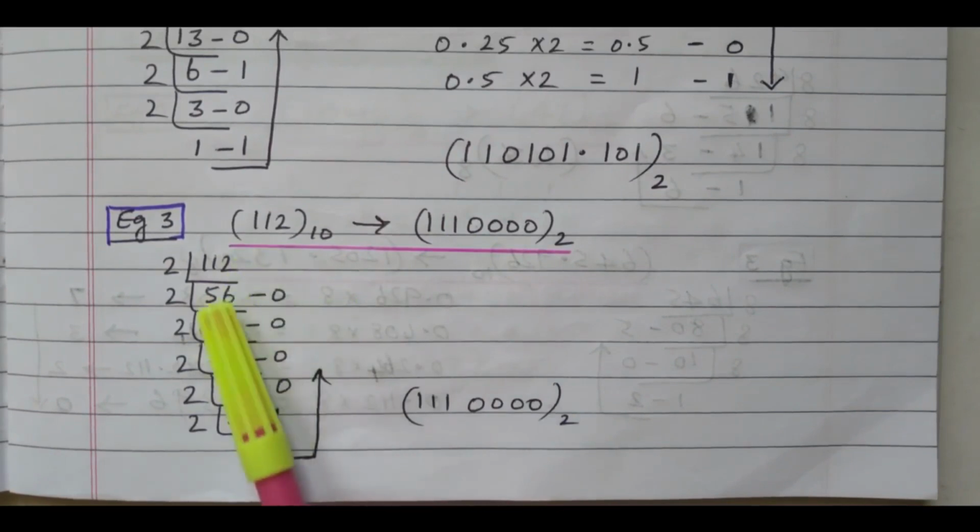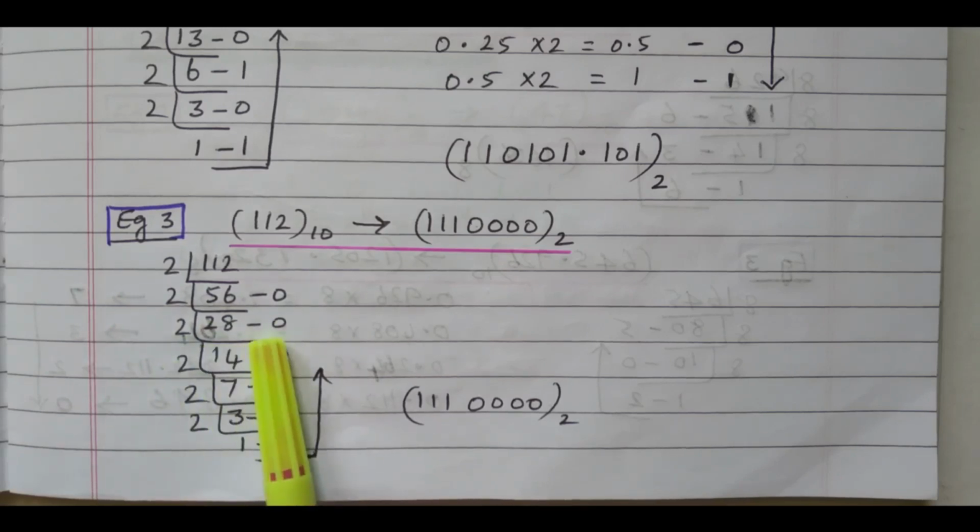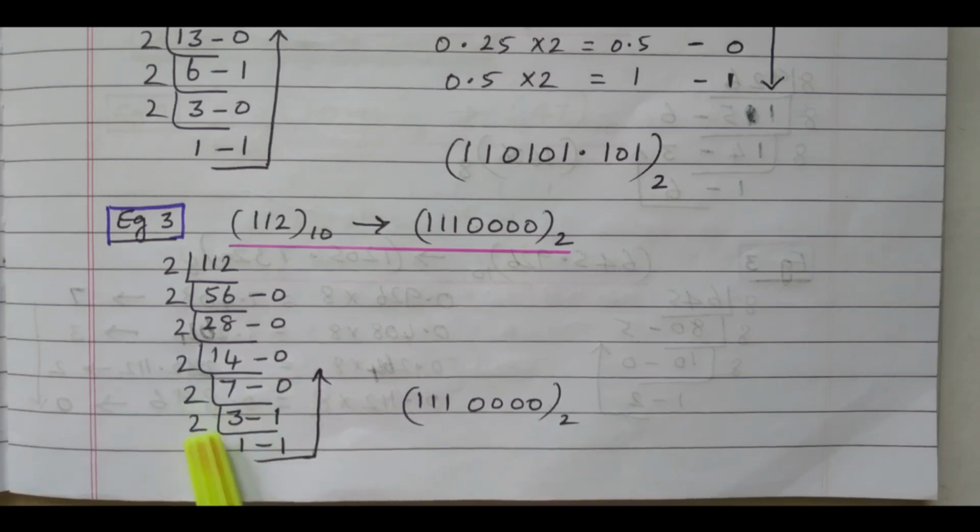Very simple, 112 should be divided by 2. It goes 56 times, balance 0. Again divided by 2, 28 times, balance 0. Again divided by 2, 14 times, balance 0. Again divided by 2, 7 times, balance 0. Again divided by 2, 3 times, balance is 1. Again divided by 2, this 3 goes 1 time and balance is 1. So we need to write in reverse order, 1 1 1 0 0 0 0. So the binary equivalent of 112 is 1 1 1 0 0 0 0.